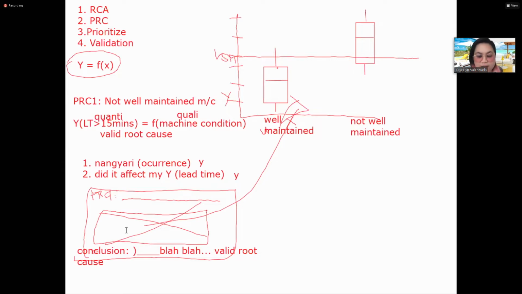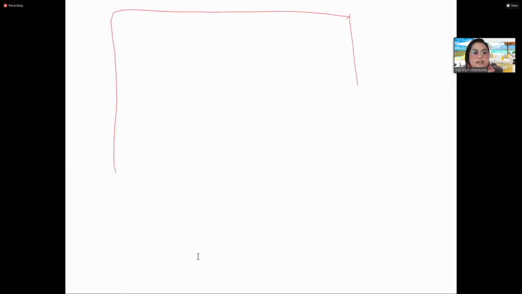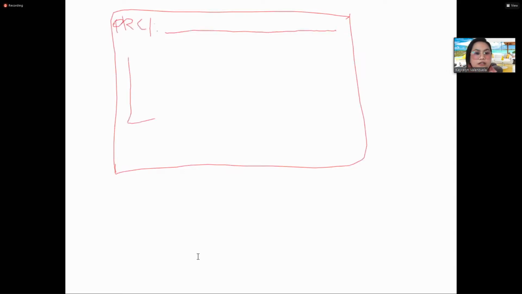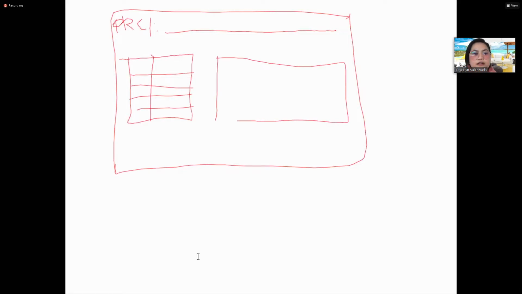So dun sa part na to, let me just show you in a bigger, so di ba yan, PRC ko, PRC 1. This can be the table of your data. Tapos this can be your graphical analysis. It can be a bar graph or a time series plot or Pareto, whatever. Thus, this is your conclusion. Okay? If it's okay, can you type K, letter K?